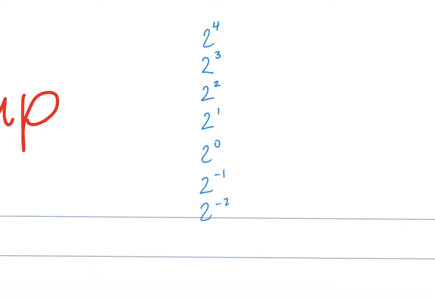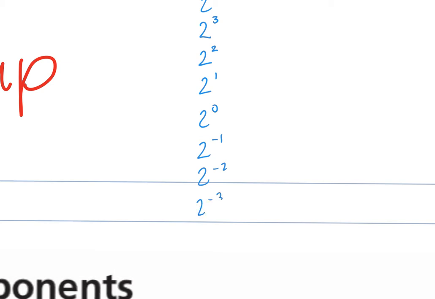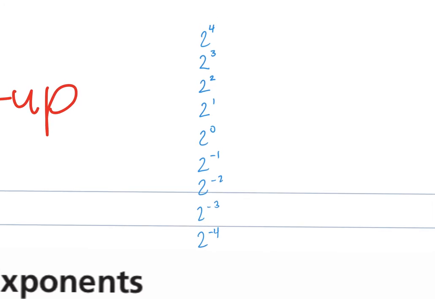What I want you guys to do next, next to that warm-up in that top right corner where there's some space, write out these expressions: 2 to the 4th power, 2 to the 3rd power, 2 to the 2nd power, 2 to the 1st power, 2 to the 0 power, 2 to the negative 1 power, 2 to the negative 2 power, 2 to the negative 3 power, and 2 to the negative 4. Yes, write them all down, okay?